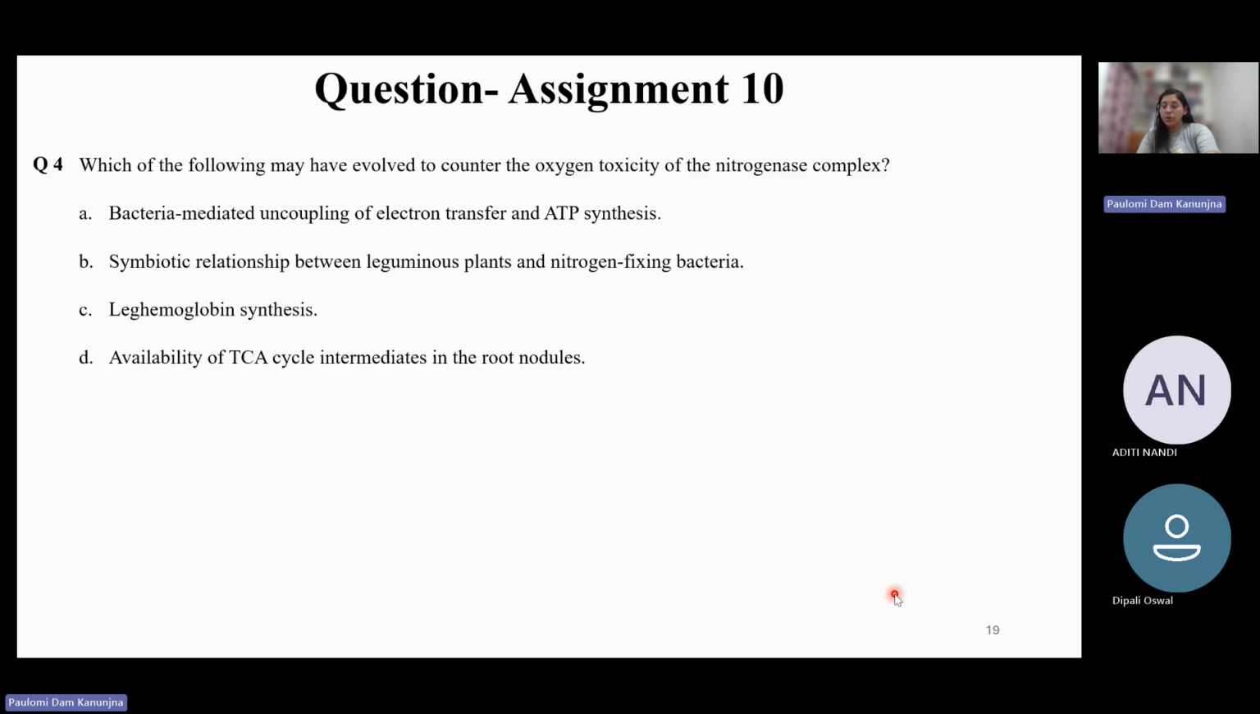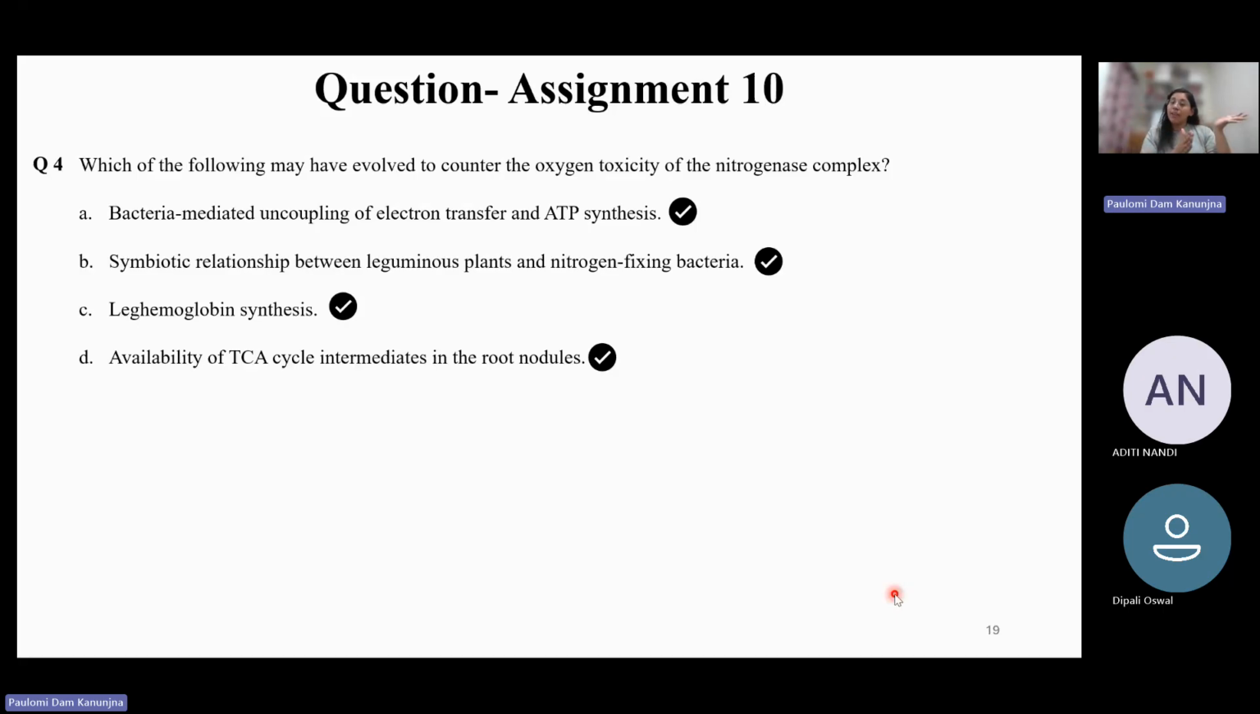Well, the answer is basically the entire set here. And this you would find in the Lehninger book, right? If you look into the Lehninger book, you will see that all of these have been touted to be a measure to overcome the toxicity of nitrogenase complex in presence of oxygen. Remember, we had discussed how oxygen can be toxic for nitrogenase complex, and that's why the plants have devised several ways to overcome the toxicity.